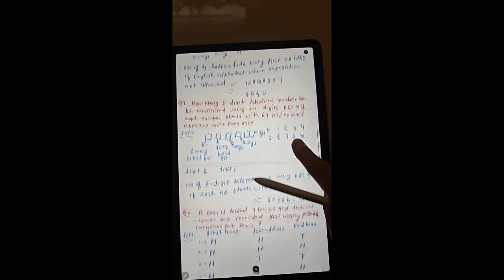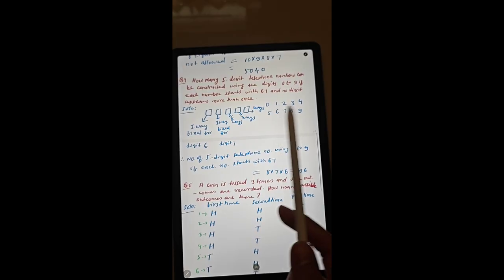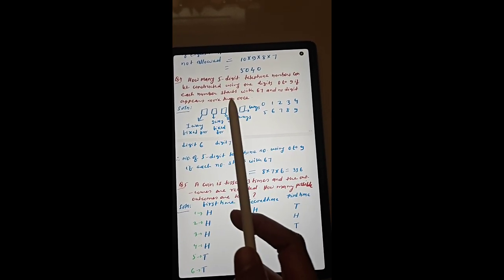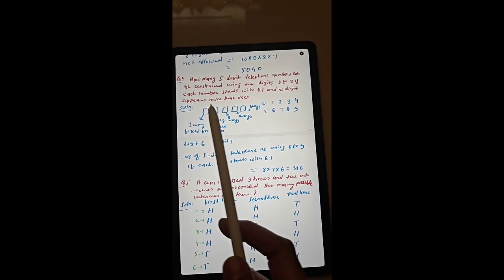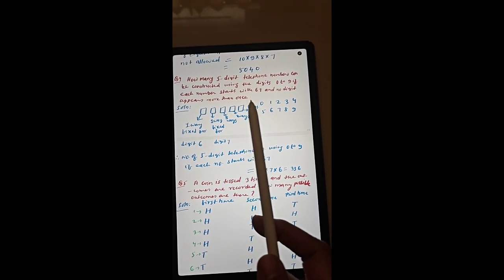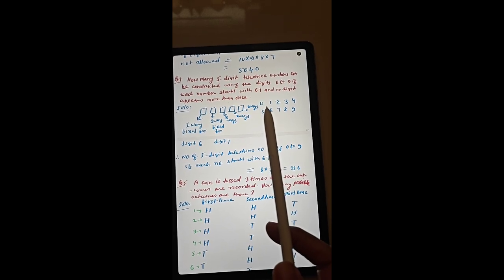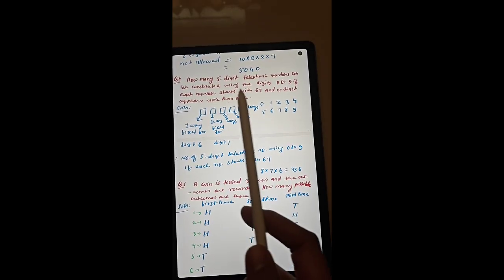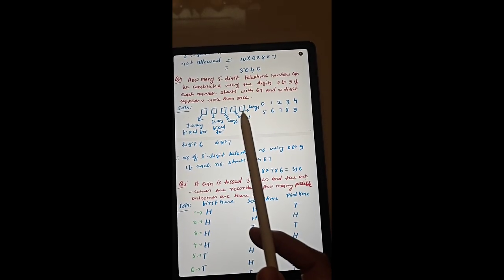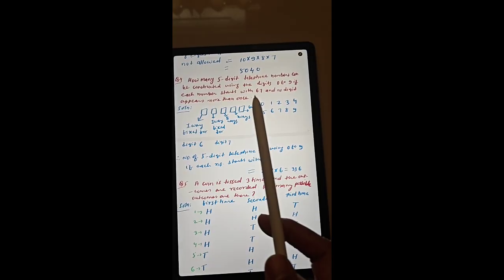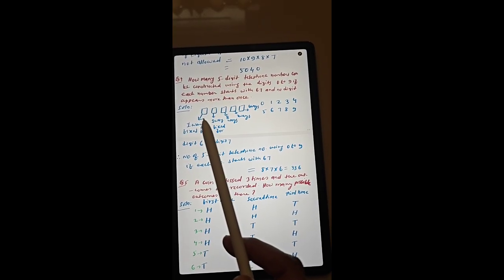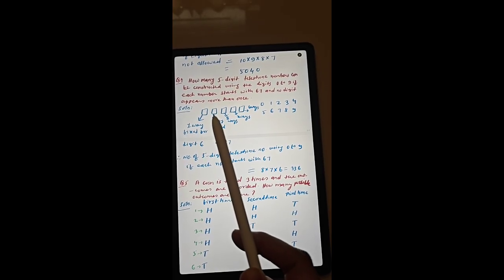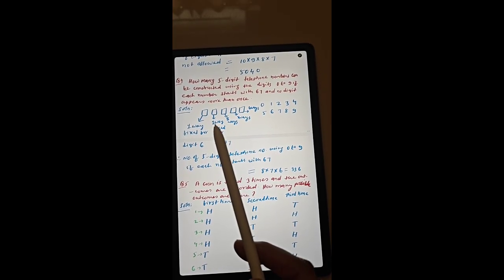Now come to the next question. How many 5-digit telephone numbers can be constructed using the digits 0 to 9 if each number starts with 67 and no digit appears more than once, means repetition not allowed. You have the digits 0, 1, 2, 3, 4, 5, 6, 7, 8, 9. You have to make 5-digit telephone numbers. So 5 places to be filled where each number starts with 67, means the first place is occupied by 6, fixed for the 6. Okay, so 1 way. The second place is fixed for the digit 7, so 1 way.